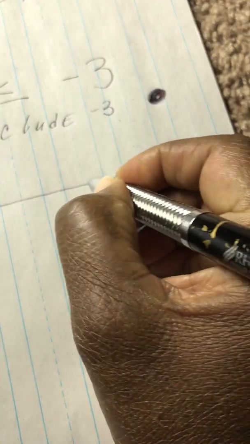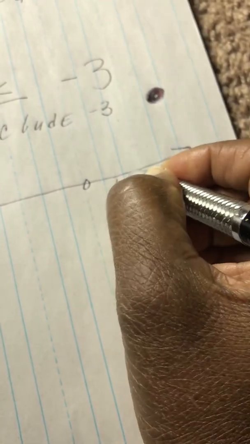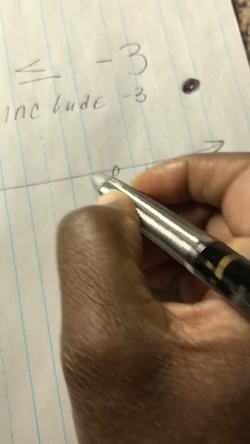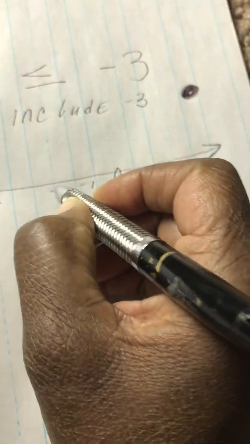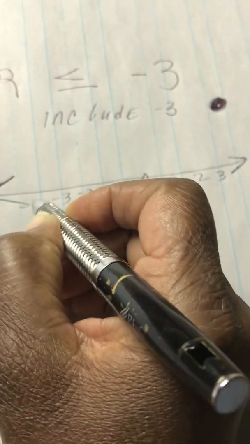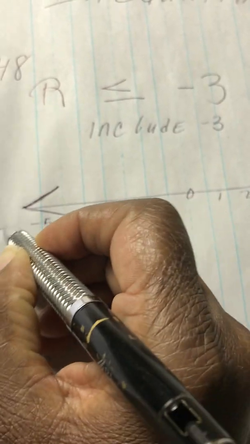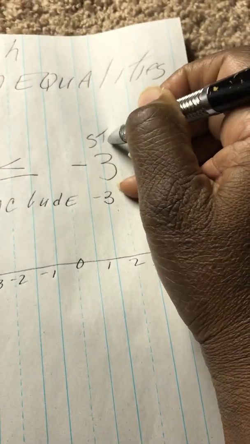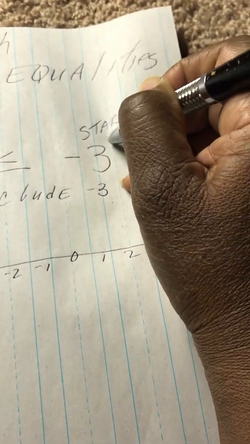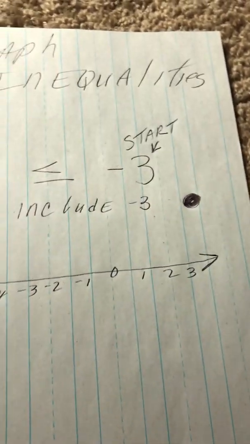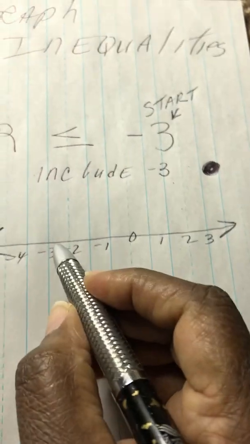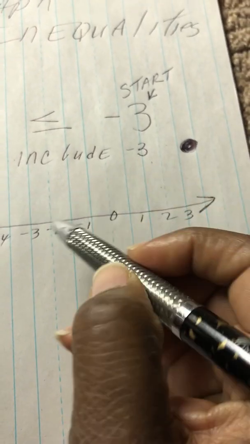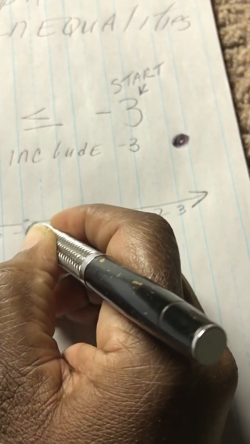So here's our number line. Let's say this is 0. This is positive 1, 2, 3. Here's -1, -2, -3, -4, all the way to infinity, right? You see that? So we're going to start. This is our starting point. Start here. Start at -3. So here is -3, and I said that we're going to bubble it in. Bubble it in.